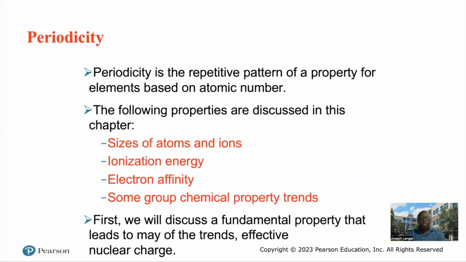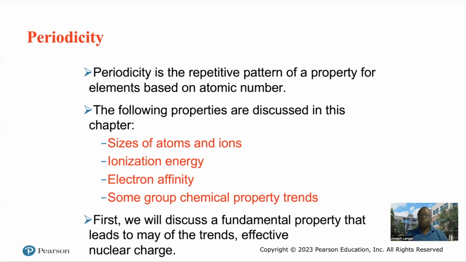This is how you should define periodicity, or periodic law in other words: it states that when elements are arranged according to increase in atomic number, certain physical properties and chemical properties keep on repeating. All right. If we organize the periodic table according to increase in atomic number, certain physical properties and chemical properties keep on recurring. In this chapter, these are some of the properties we will discuss.